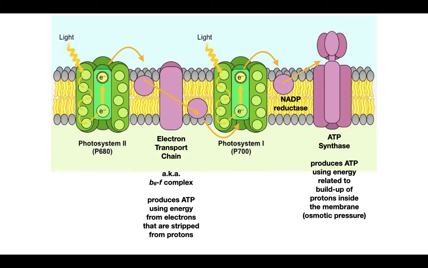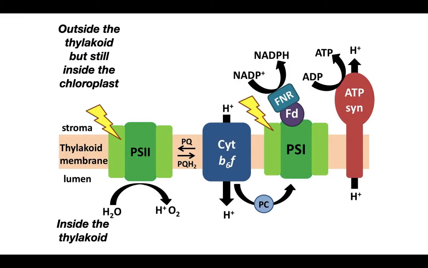And this time, a molecule called NADP reductase, which is in the oxygen redox reaction system, is going to accept that electron. It's going to absorb that electron, and then that reductase is going to give the energy from the electron off to that ATP synthase. Now, ATP synthase is an enzyme that does exactly what it says. It synthesizes ATP. It makes ATP using energy related to the buildup of protons inside the membrane through an osmotic pressure.